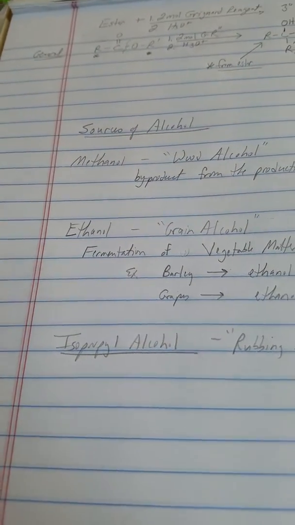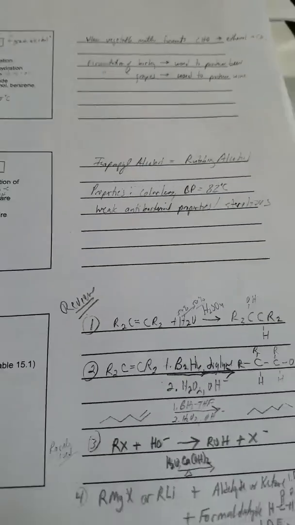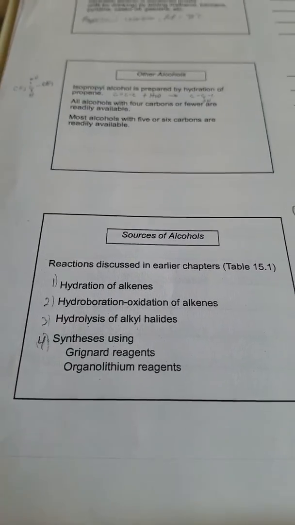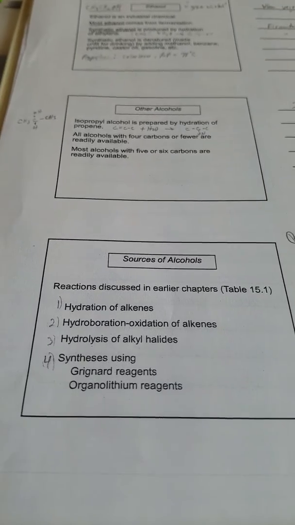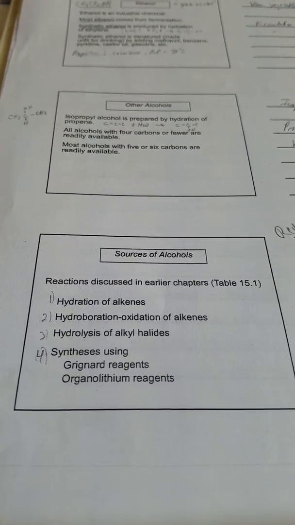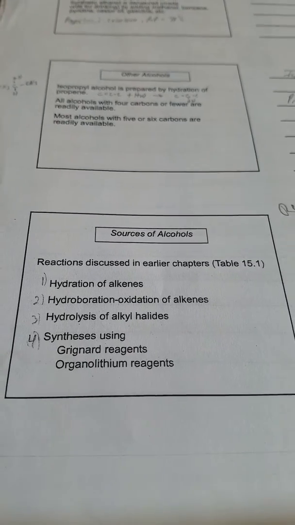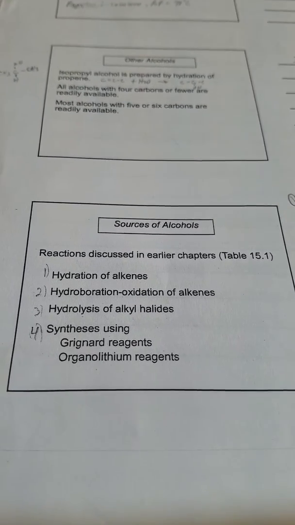So let's look at some sources of alcohols via reactions that we have done in the past. So we're just going to review some reactions real quick. There are 4 basic reactions that we have done so far. Now the third one we really haven't looked at that much. We'll go over it, but it's not a real common reaction. But these are reactions that we have done in the past that allow us to make alcohol.